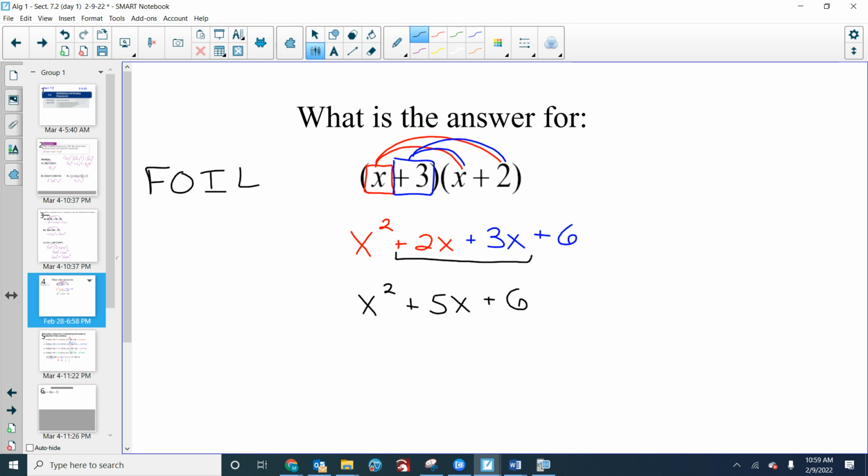F means take the first terms and multiply them together. Do you see how the first step was to multiply the first terms? What was the next step? Take the x and multiply it to the 2. Those are the outer terms. Then we moved on to the 3, and then we multiplied to x. Those are the inner terms. And then 3 times 2 were the last terms. That's FOIL. So, first, outer, inner, last.